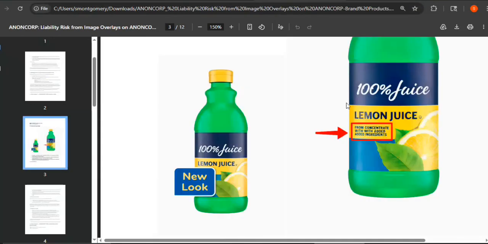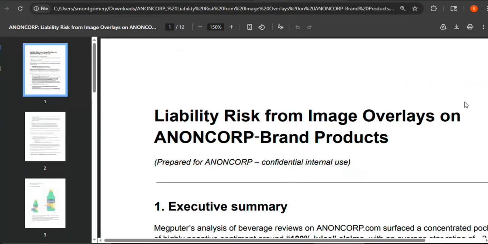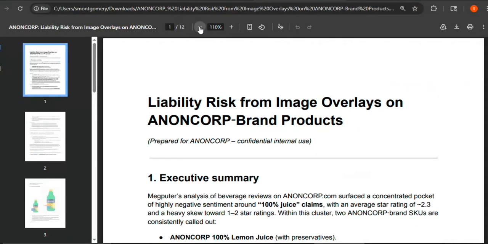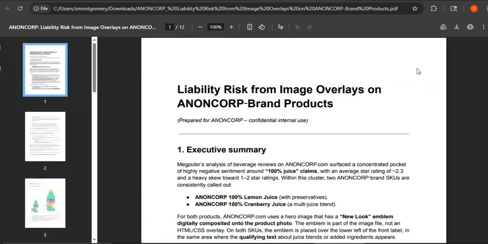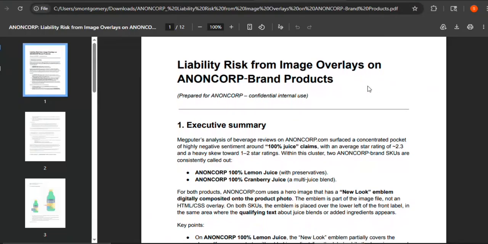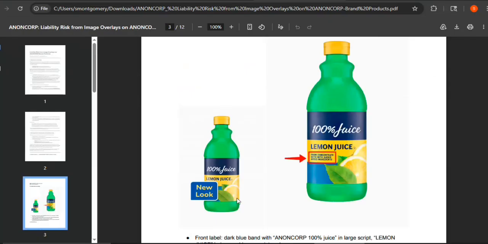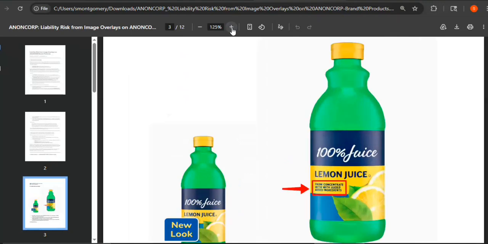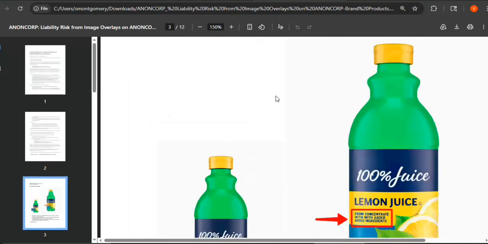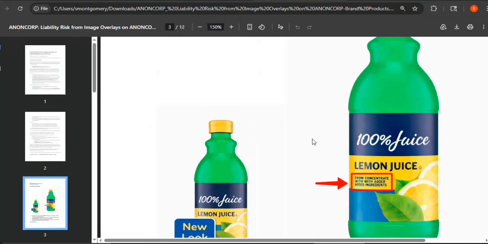So a related report that we generated from the same data set has to do with a second packaging issue we found. This one was caused specifically by image overlays on the product. And I can show you what that means. We already took a look at this. There's a little new look logo that somebody just overlaid onto the product. And beneath the logo is the essential disclosure material. So this is a little AI-generated image that's been anonymized just to show you what's going on.